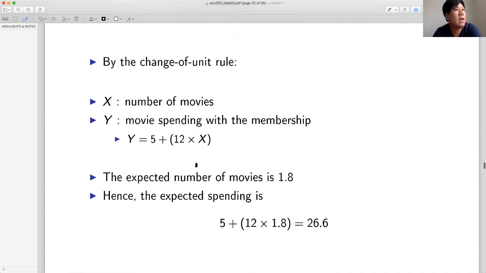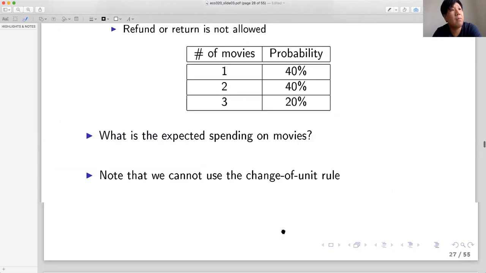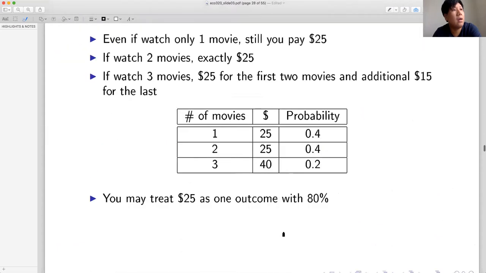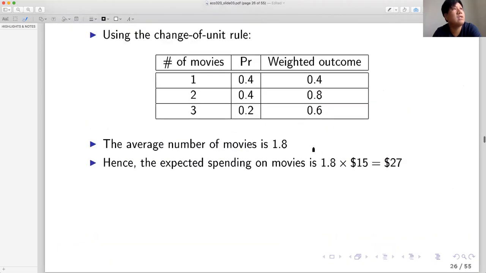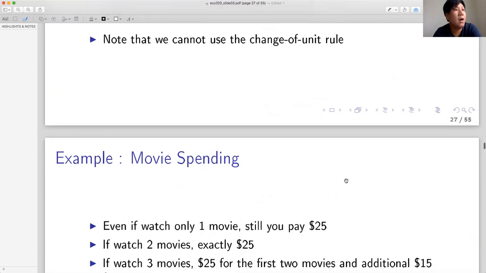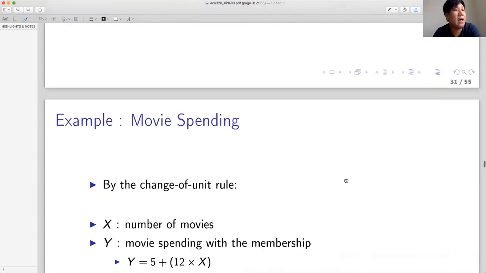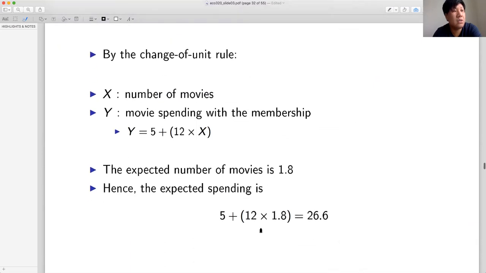So you can calculate using the change of unit rule by getting, on average, you are expected to see the movie 1.8 times. 1.8 is coming from here again. Over here, this is using the change of unit rule. This is how you get the average number of movie times. So 1.8 times 12 bucks, which is the movie cost, plus 5, is 26.6.